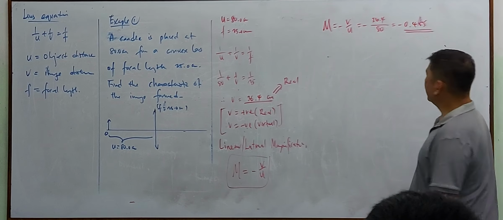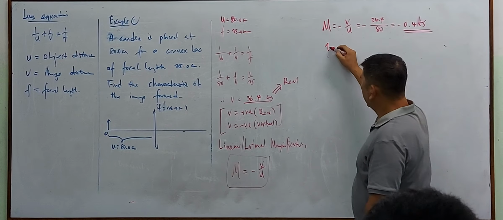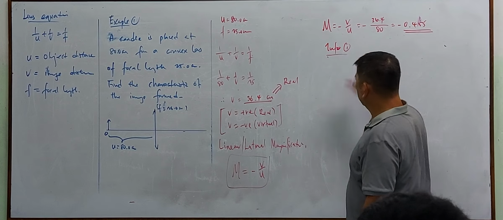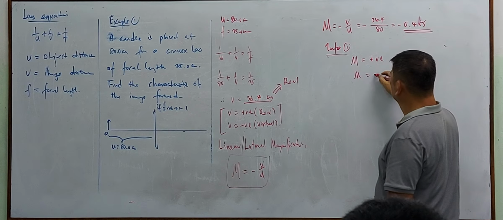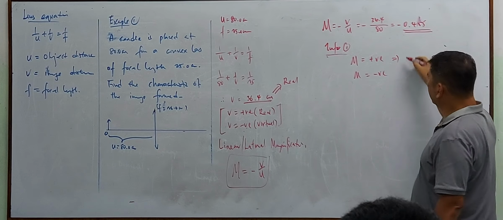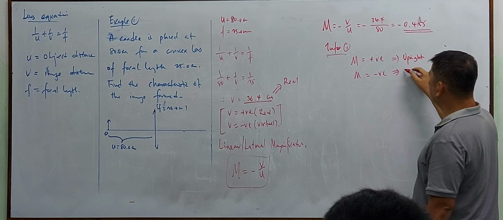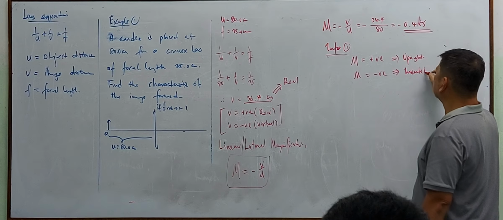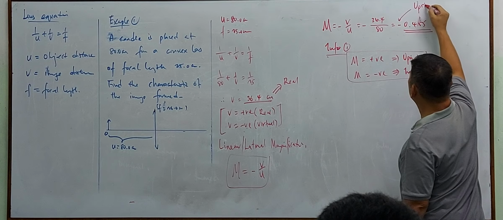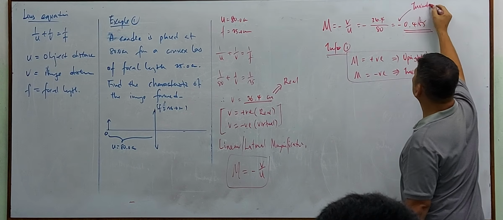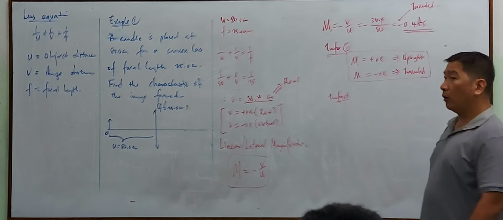Negative 0.455. From the magnification, we can get two pieces of information. Info number one is whether the m is positive or negative. If it is positive, that means it is upright. If it is negative, then it is inverted. You see, that is important information. So in this case, because it is negative, we know the image is inverted. Information number two is the magnitude of your m.